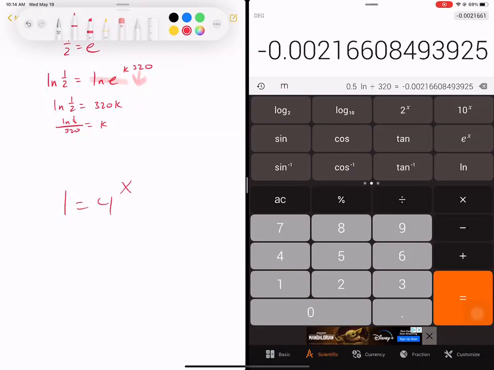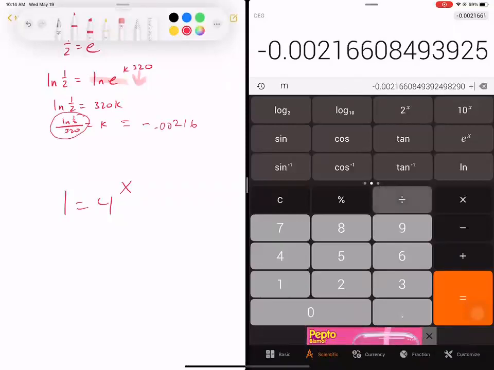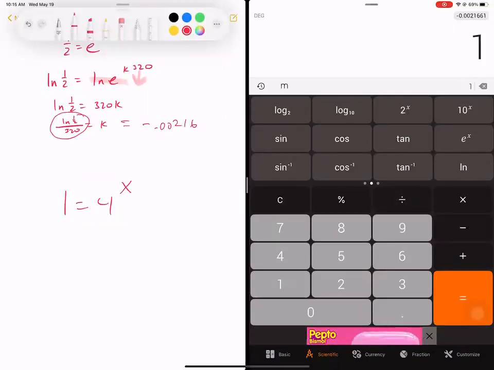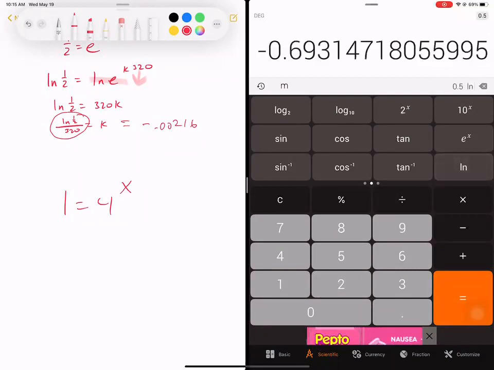Oh, a question was, how did I get this answer of negative 0.00216? I typed this in my calculator. I did 1 divided by 2 first, which equals 0.5. I natural log this number. And once I have this number, I still have to divide by 320 afterwards. Then divide this new number by 320. And that's how I ended up with this number here. And that's what k is equal to. I put everything into the calculator in the correct order.